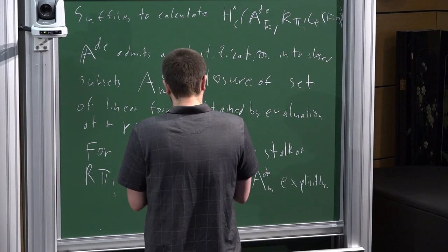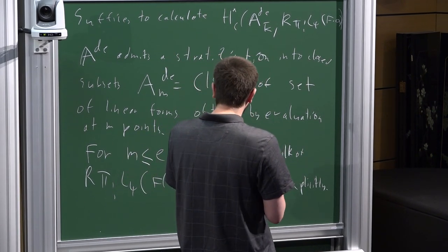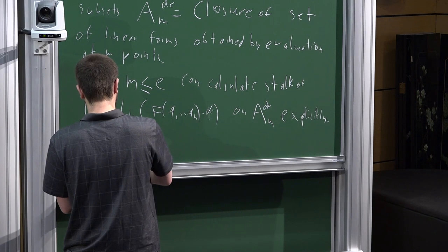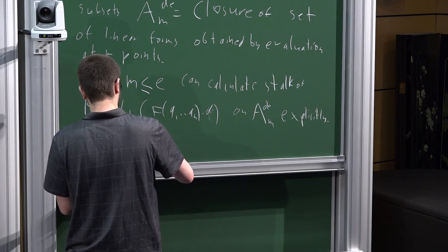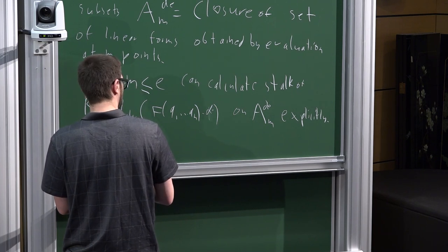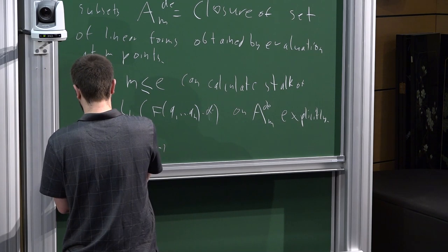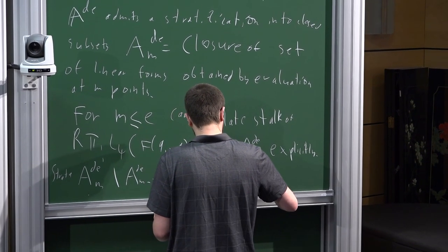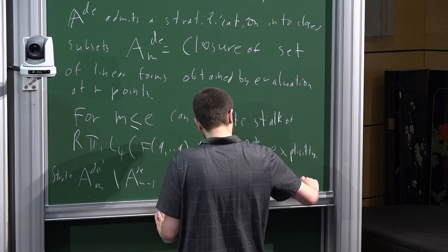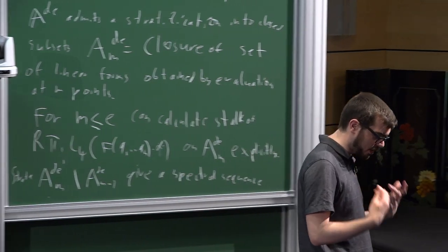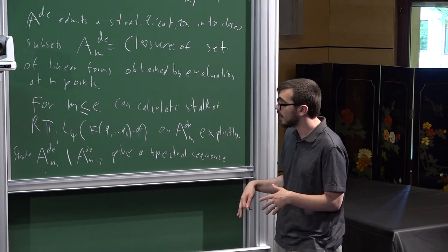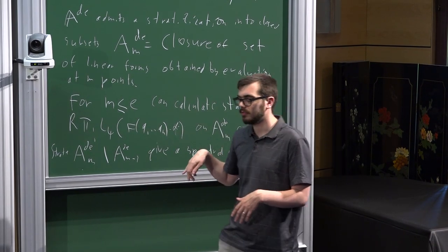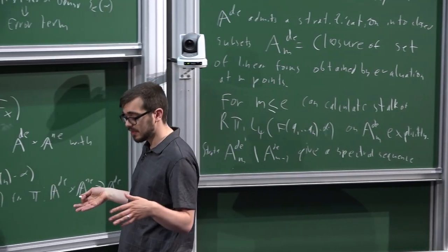And not only can we calculate the stalks, we can give a nice description of the sheaf on the strata, like ADEM minus ADEM minus 1. These strata are the sources of this spectral sequence. So anytime you have a space with a stratification, you get a spectral sequence computing the cohomology of the space from the cohomology of the strata, and we calculate the cohomology of each of these strata by formal manipulations of this sheaf. And that gives the spectral sequence.